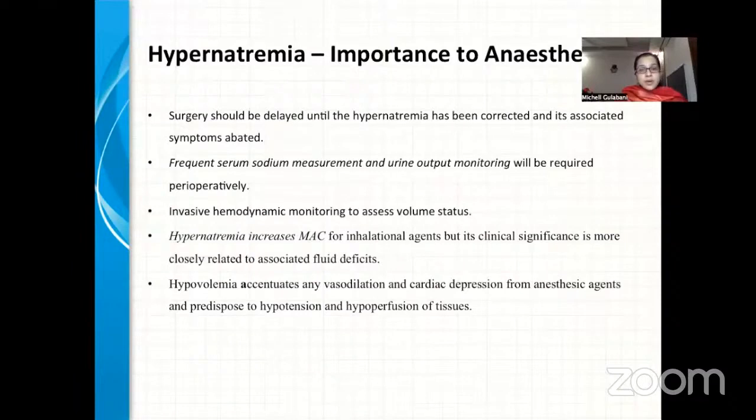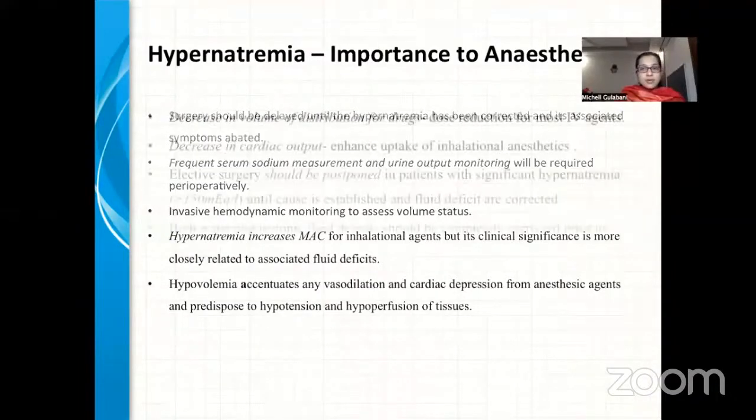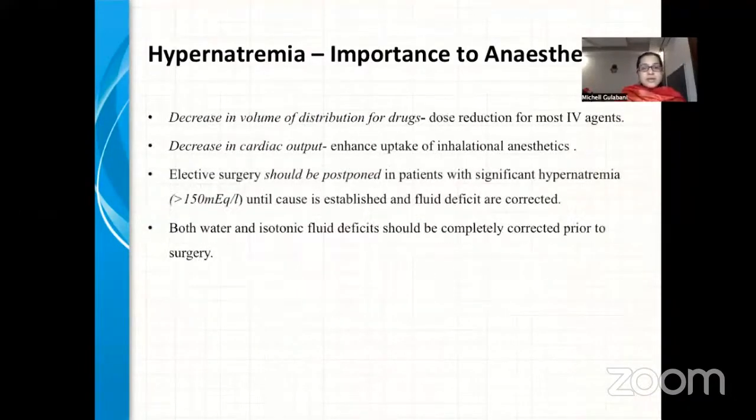symptoms. Frequent sodium measurements and urine output monitoring will be required, and invasive hemodynamic monitoring to assess the volume status. Hypernatremia increases the MAC for inhalational agents, but its clinical significance is more closely related to the fluid deficits. Hypovolemia again attenuates any vasodilatation or cardiac depression from the anesthetic agents and predisposes to hypotension and hypoperfusion of tissues. So there is a decrease in the volume of distribution of IV agents, and there's also a decrease in cardiac output.